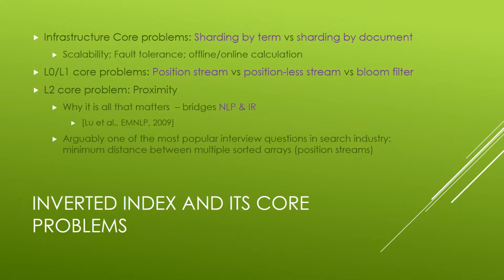The L2 problem is where a user sees the ranked list of documents, basically the precise ranking problem. I think for this problem, the core is to get proximity right. Why? Because proximity is where the NLP, the natural language processing, and information retrieval merge.